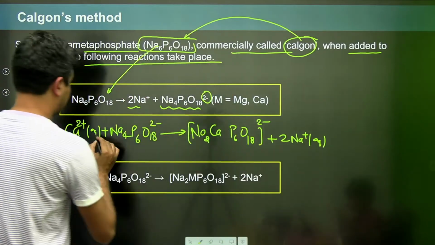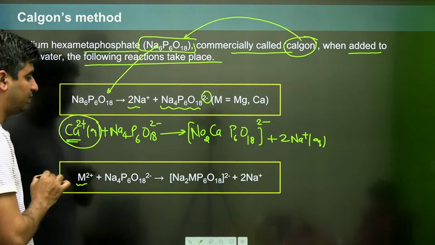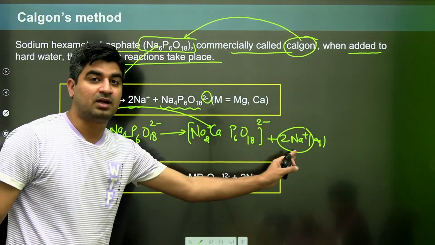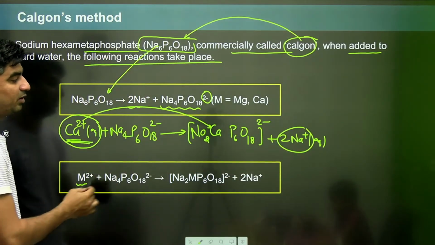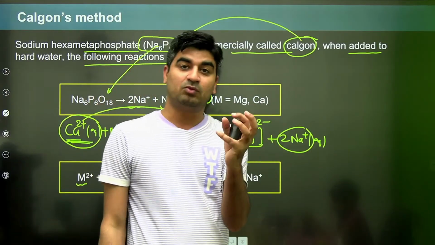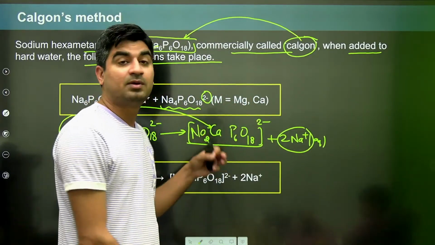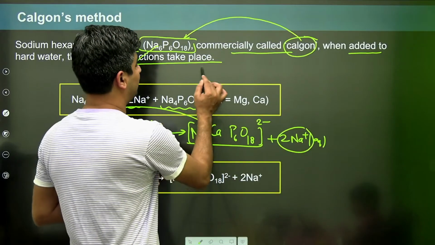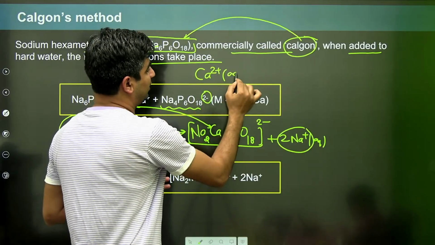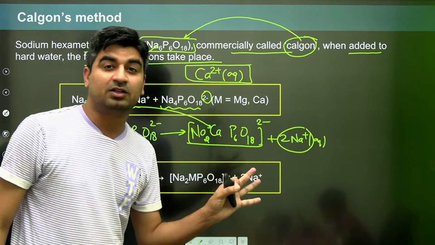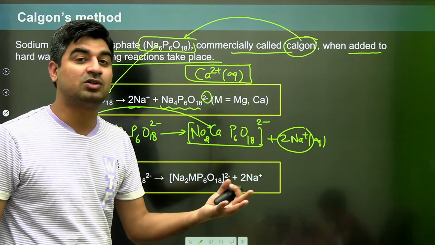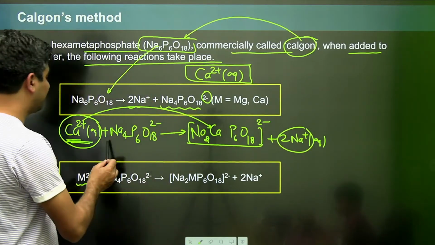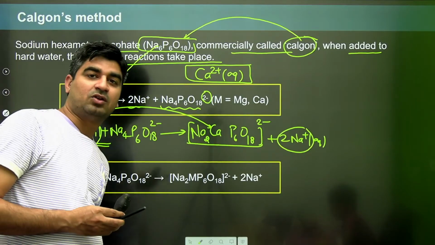Look at it again. This Ca2+, it was causing the hardness. This has been replaced by 2Na+. So now 2Na+ have come into the solution and in their place 2Ca2+ have disappeared, they have become part of this compound. So this compound is still soluble and will remain in water, but now Ca2+ is not freely available. Ca2+ is not available freely. So if Ca2+ is not available freely, it cannot cause hardness. It will cause hardness only when Ca2+ or Mg2+ is available freely. So currently they are not available freely, so they cannot cause hardness.